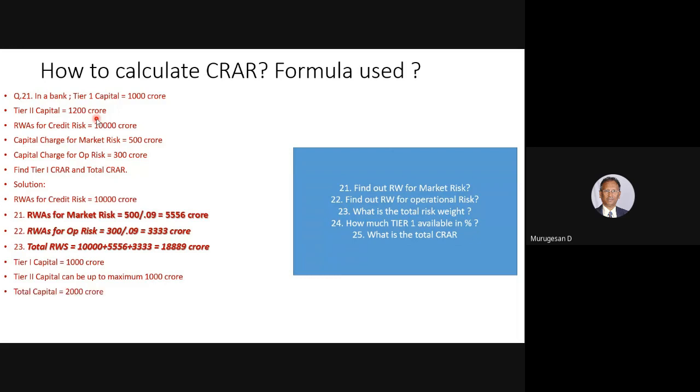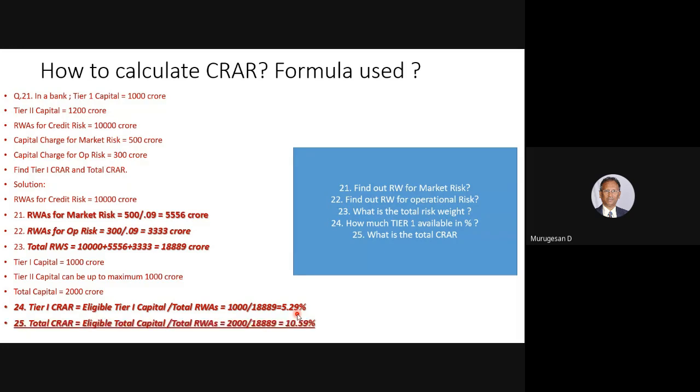So how to calculate the CRAR? Tier 1 eligible capital, tier 2 capital, so 2000 divided by, first tier 1, tier 1 is 1000 divided by 18,889, so 5.29. They will ask, I think now we have to maintain 5.5, okay. So the total CRR, I think you know the combination, no? 5.5, additional capital 1.5, so 7, then tier 2, 2%, 9, then CCP 2.5, 11.5.